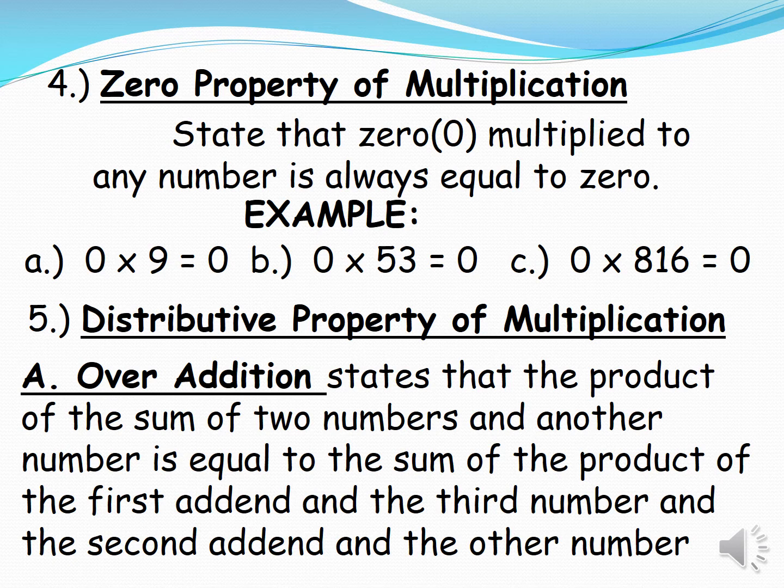Number 5. Distributive property of multiplication over addition states that the product of the sum of two numbers and another number is equal to the sum of the product of the first addend and the third number and the second addend and the other number.